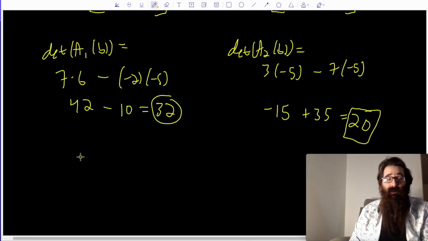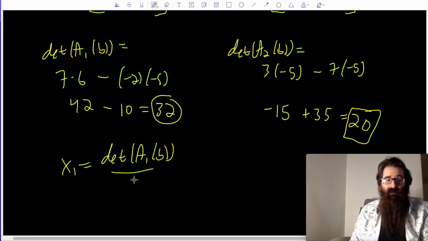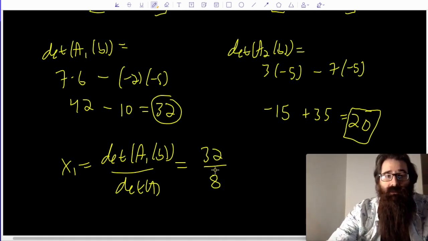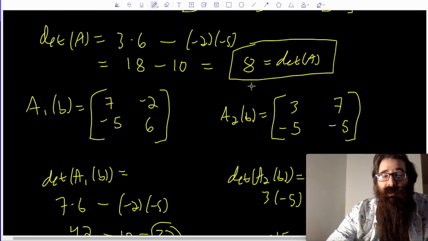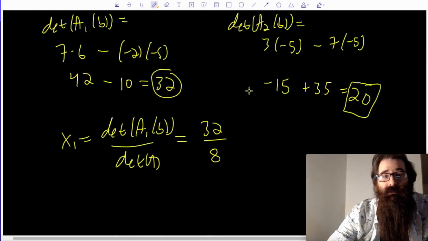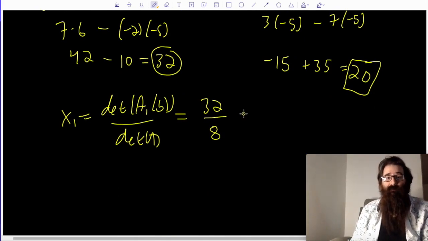And now I can build my two parts to my solution, where x sub 1 is the determinant of A sub 1 at b divided by the determinant of A. And that's going to give me 32 divided by 8, right? Determinant of A, we found that at the very start, that was 8. And this reduces, right? Gives me 4.